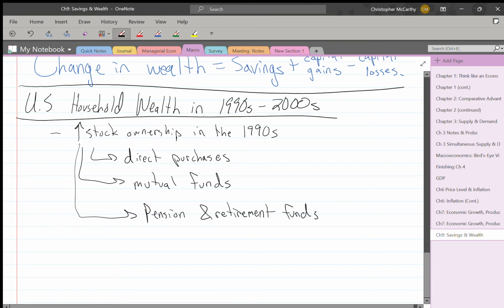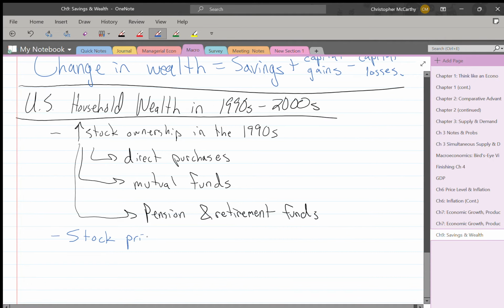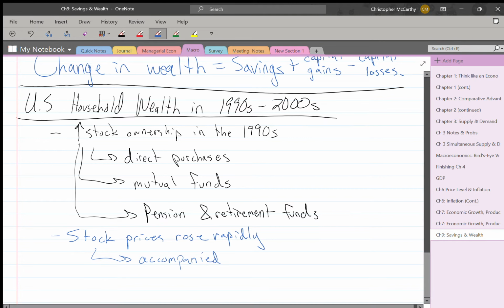As more of the baby boomers are getting older and older, right? And as a result of this increase in stock ownership, we found that stock prices rose rapidly. Supply and demand, right? And when these stock prices rose rapidly, they were accompanied by increases in household wealth because of capital gains on stocks.